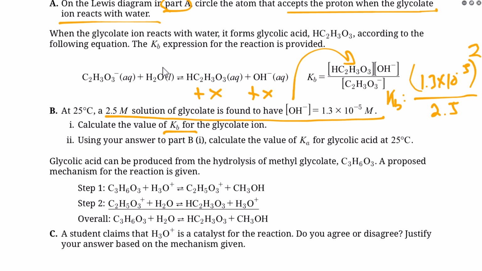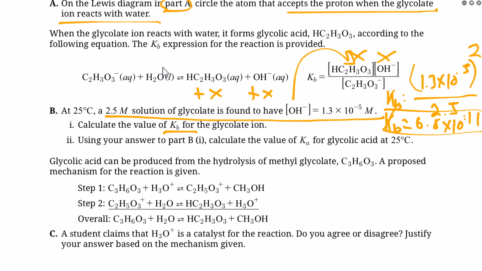So when we plug this in, we're going to take 1.3 times 10 to the negative fifth. We're going to square it because, again, it's X and X on top here, so it ends up being X squared. And we're just going to go ahead and solve for Kb that way. So 1.3 times 10 to the negative fifth, square that value, and divide it by 2.5. So what I get here for Kb is 6.8 times 10 to the negative 11th.